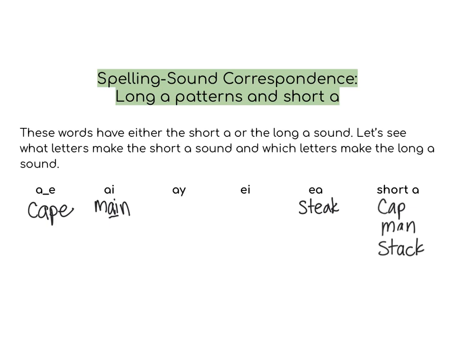Let's look at the word Monday. The word Monday has a capital M because it's a specific day of the week. We call that a proper noun, so it's a capital M for Monday. I hear the long A at the end, Monday. And the vowel combination that creates that long A is AY. So let's write Monday under AY.